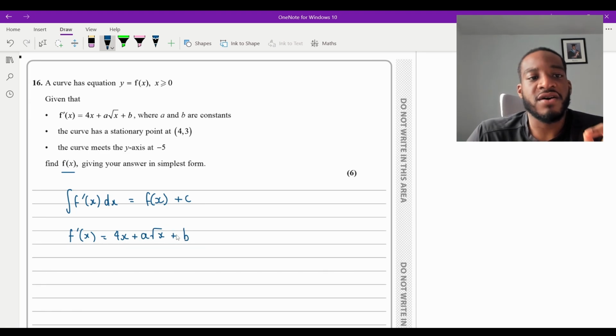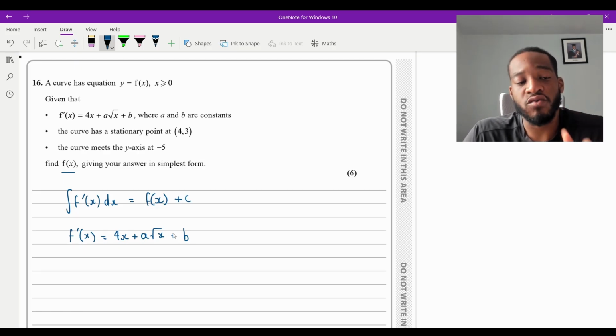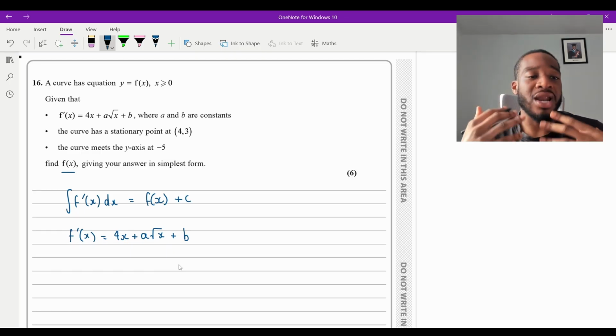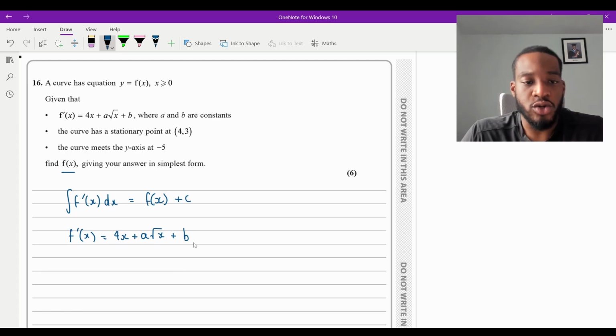And they've told us that the curve has a stationary point at (4, 3), and the curve meets the y-axis at minus 5. So again, there are variables in our function, a and b, that we need to find. The way you find these variables is you just need to depend on coordinates that you know lie on your curve, right? And there are two. So I'm going to make a note here, there are 2 points that are on our curve. The curve has a stationary point at (4, 3).